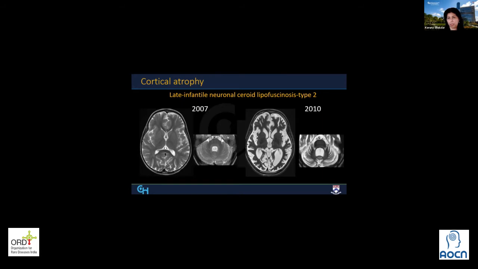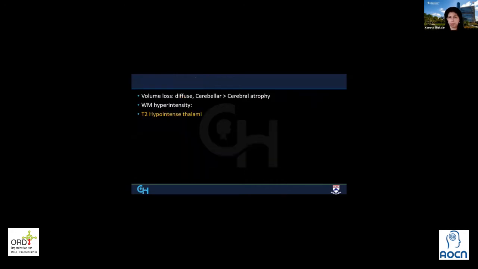In this case, I would say that both the supratentorial and cerebellar atrophy was nearly equal, but in the earlier stages it's usually the cerebellar atrophy which precedes and is more prominent in the NCL type, particularly the type 2s, and in several of the NCL types. So what are the salient features of NCL that we may see on imaging? So the first important finding is volume loss, which can be diffuse. And in many cases, as I said, the cerebellar atrophy is out of proportion, is more than the cerebral atrophy.